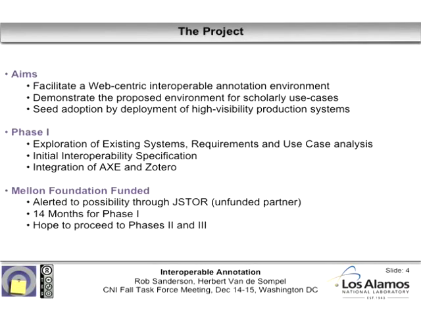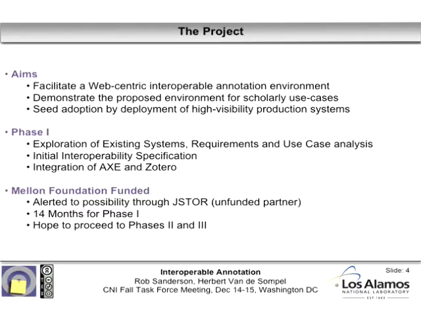Currently we're in phase one, at the beginning of phase one even. So we're going through the exploration of existing systems, exploration of requirements and use cases. We have an initial interoperability specification, which I'm going to go through, and we have made progress on integrating Axe and Zotero, which I'm sure you're all familiar with. Many thanks to the Mellon Foundation for funding this. We have 14 months for the current phase, and we hope to proceed after that onto phases two and three.